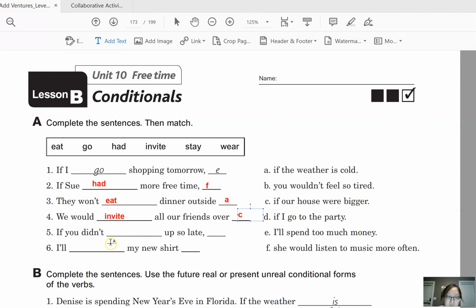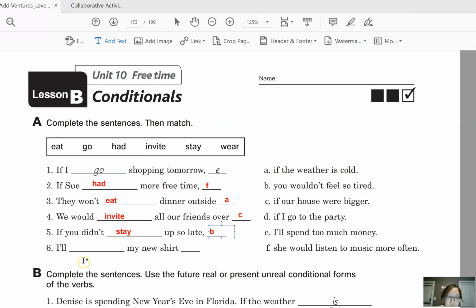Okay, and then number 5, if you didn't stay up so late, you wouldn't feel so tired. Okay, so this one is present unreal. Okay, so in general, you wouldn't feel so tired if you didn't stay up so late.